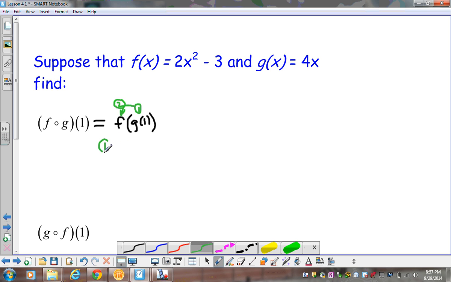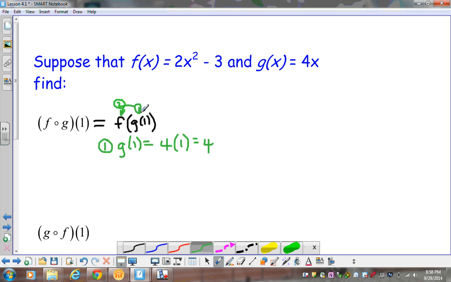So let's look at the first part. Step 1, we want to do g of 1. In this case, 1 is my x value. 1 is my input. So I'm going to take 1 and plug it into g of x. It's going to look like 4 times 1, which hopefully you don't need a calculator for. So g of 1 equals 4. If we go back up and look at my illustration, the first thing I do is g of 1, and in that case, I got 4.